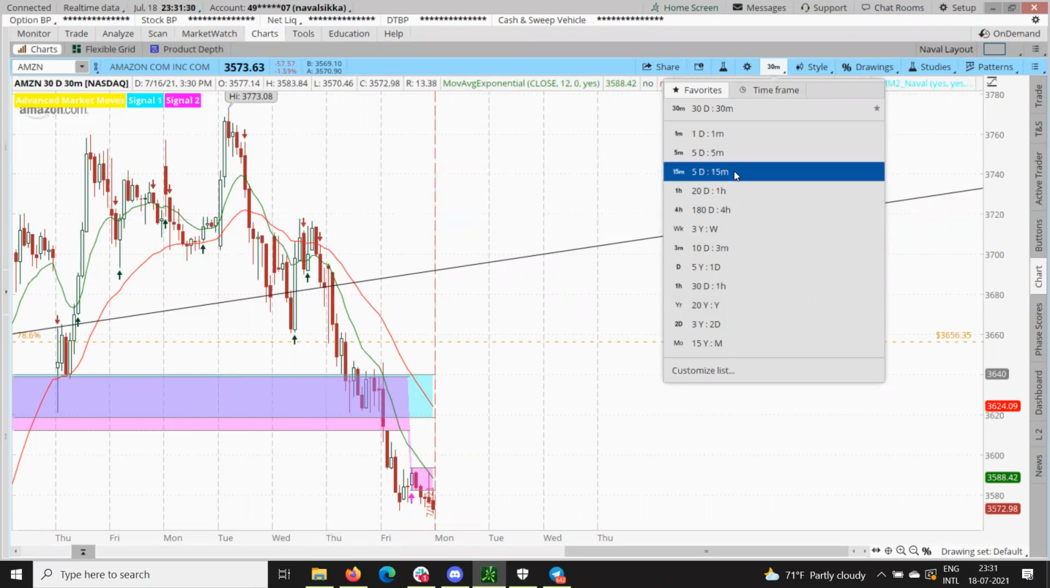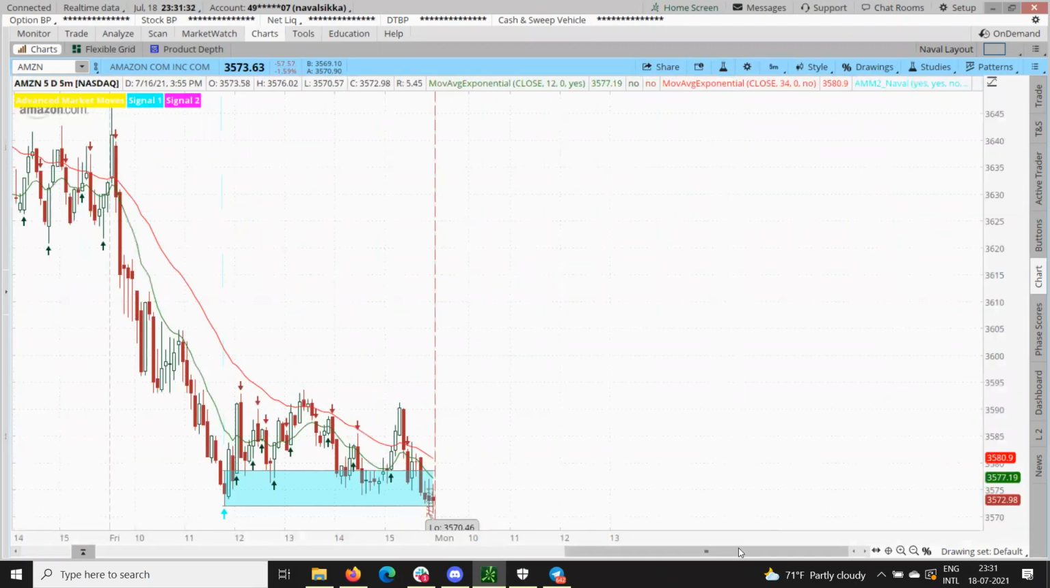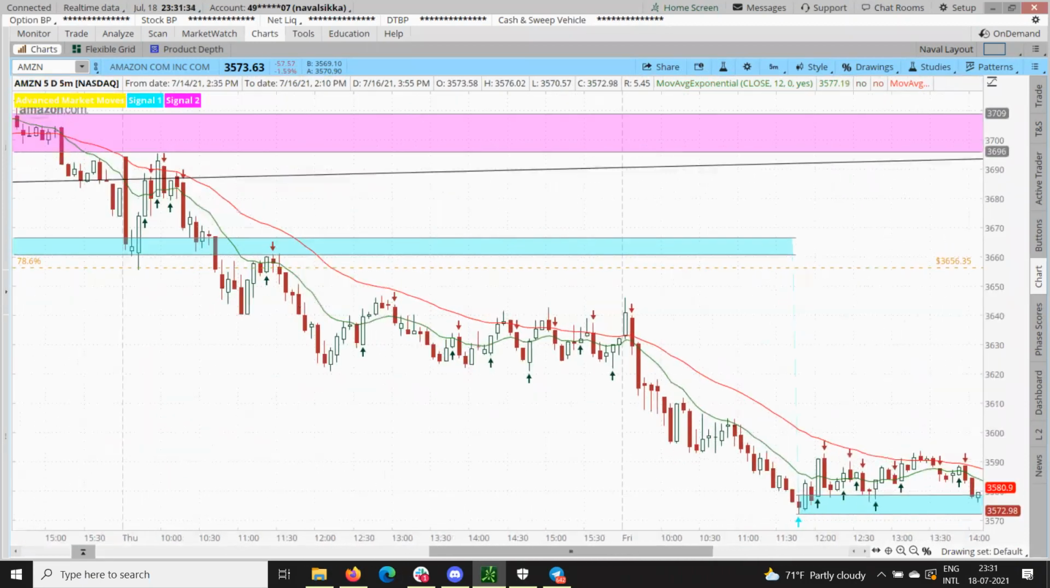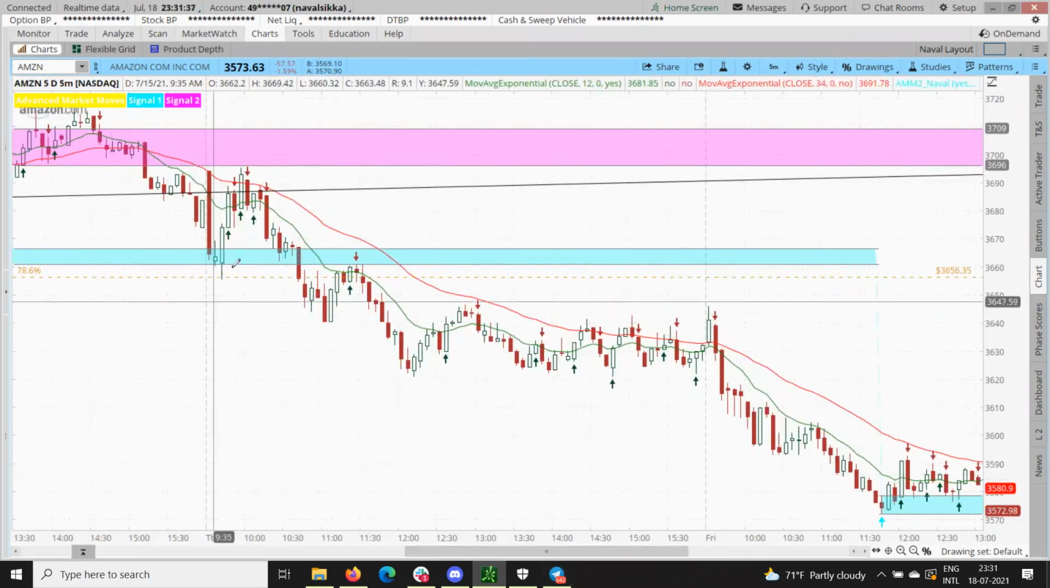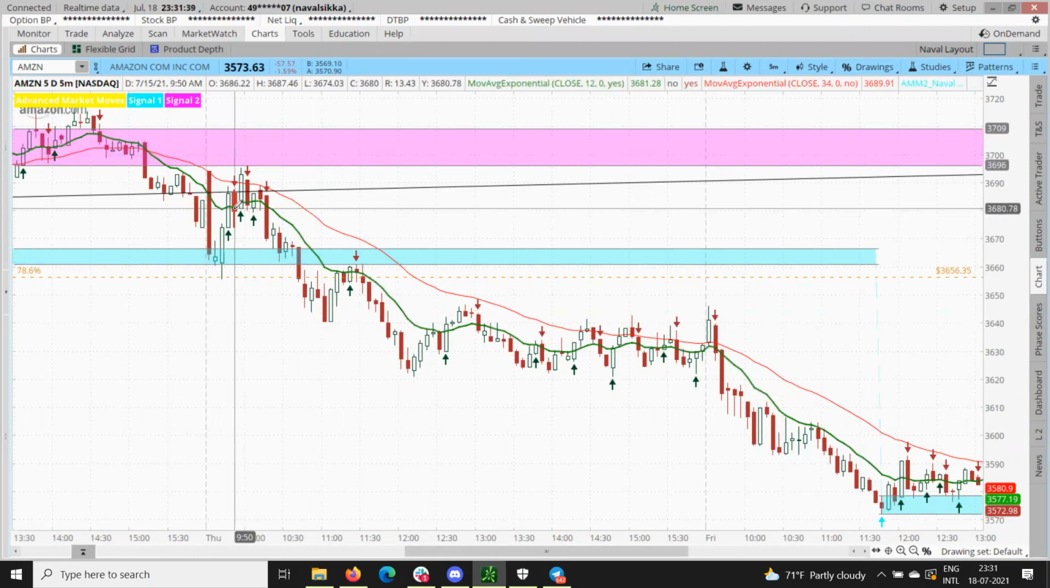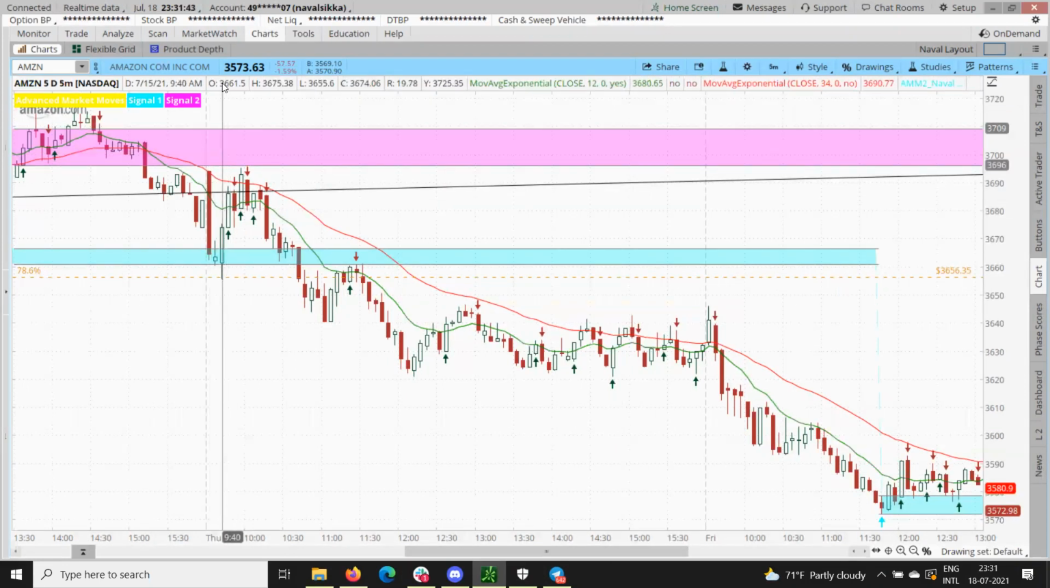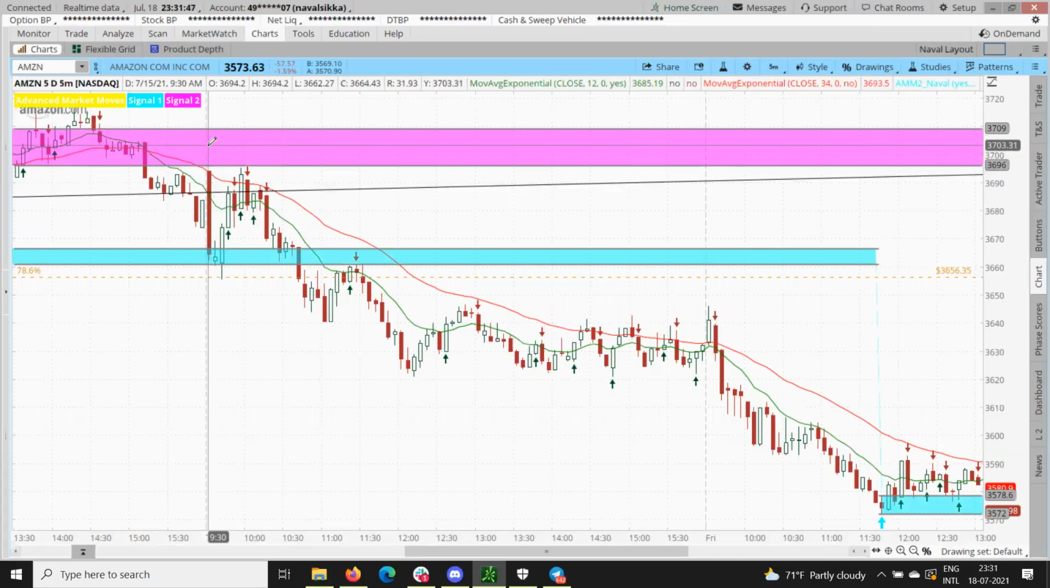Let me break it down to 5 minutes so that you can all see. This is Thursday. So this was the first candle. Look at the price here. The price was 36.94. The open and high were the same. Can you see that?